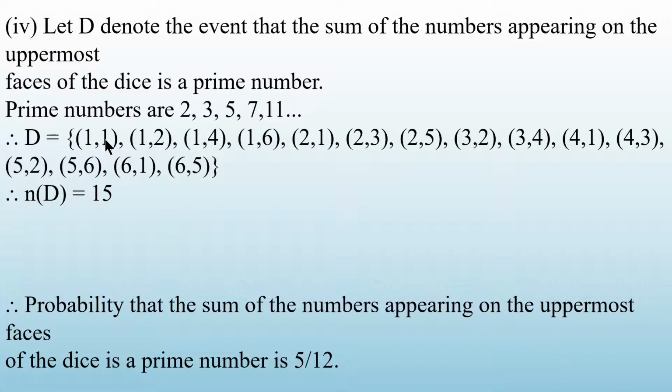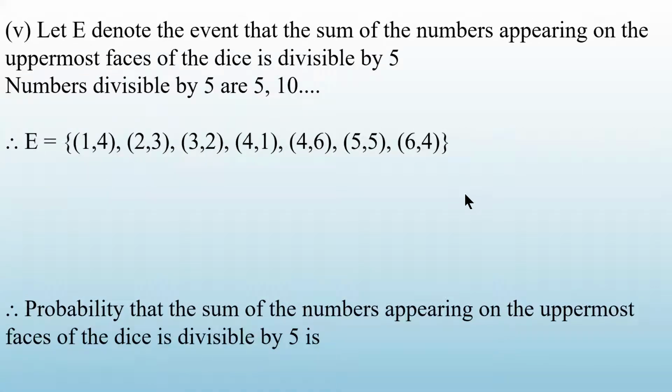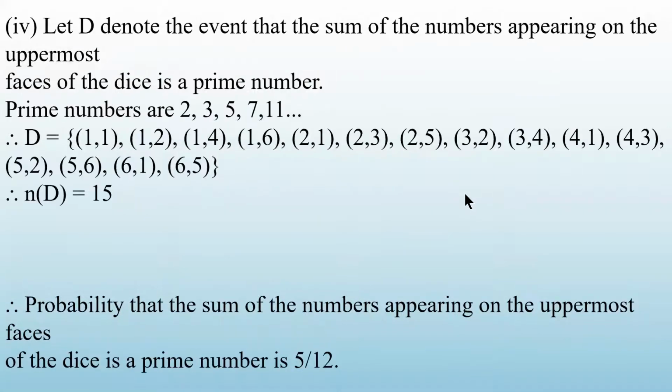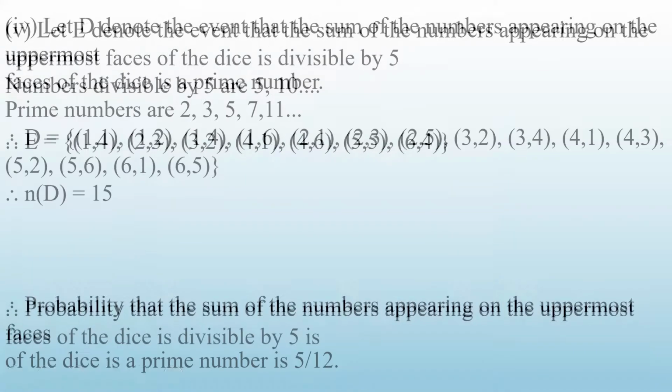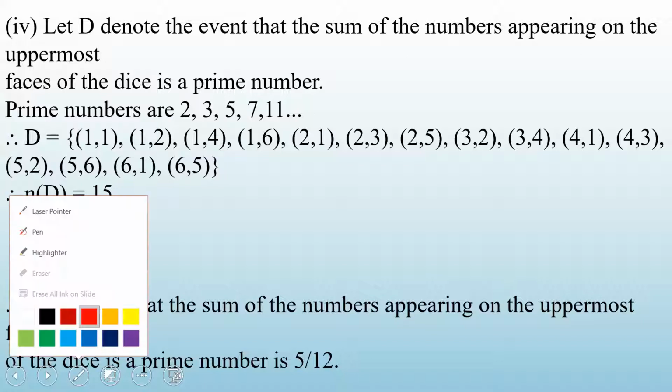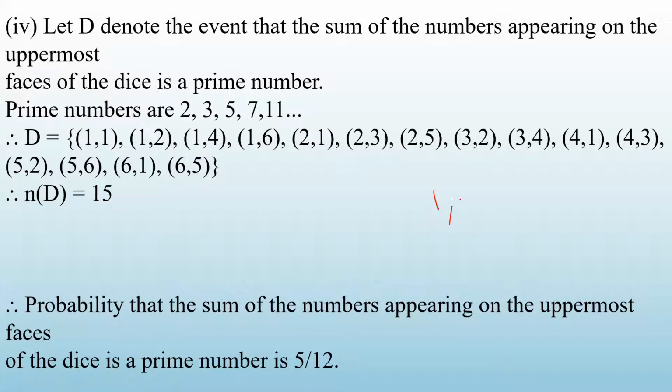Yes, because 1 plus 1 is 2 and it's a prime number. What about 1, 2? Yes. 1, 3 नहीं होगा because 1, 3 अगर लिया तो क्या होगा, सम 4 हो जाएगा. Correct? And 4 हुआ तो it is not a prime number. So 1, 3 we cannot take. Yes, because 1 plus 3 will be 4, which is not a prime number. So 1, 3 नहीं है.